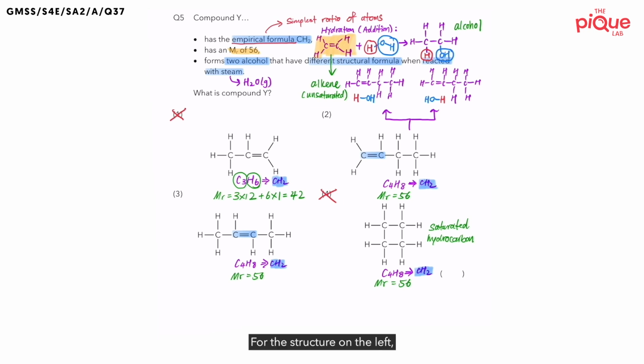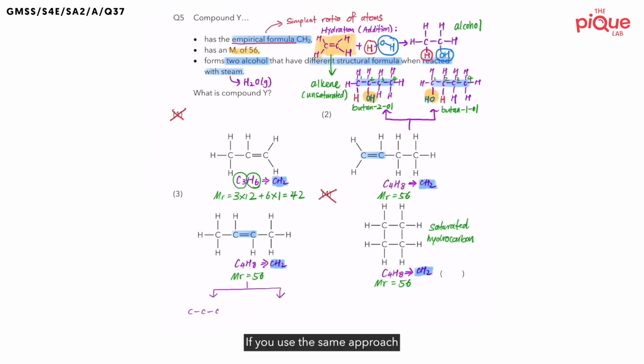For the structure on the left, the red hydrogen will connect to the first carbon and OH will eventually connect to the second carbon. Whereas for the structure on the right, it is the opposite, where the OH will be connected to the carbon on the left and hydrogen will be connected to the carbon on the right. Based on the different connectivity, these two are in fact different compounds. The left compound is named butan-2-ol because OH is connected to the second carbon, whereas the right is named butan-1-ol because OH is connected to the first carbon.